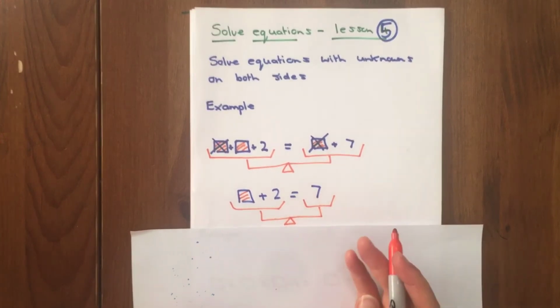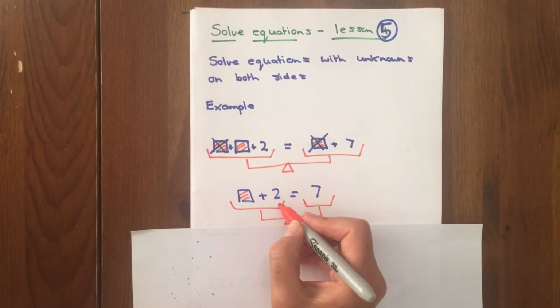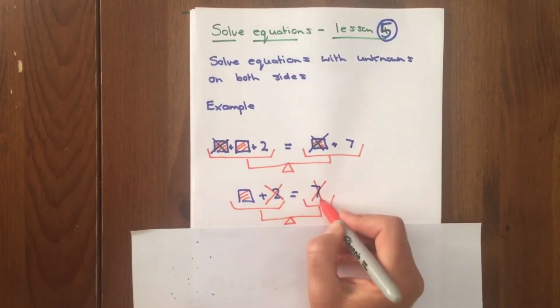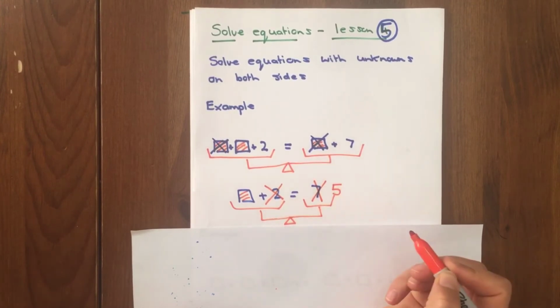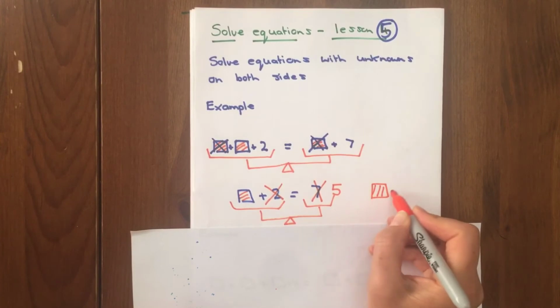But what can I do to both sides of this scale? Well, I could take away 2. I can take away 2 from this side and take away 2 from this side to leave me 5. So the value of my box will equal 5.